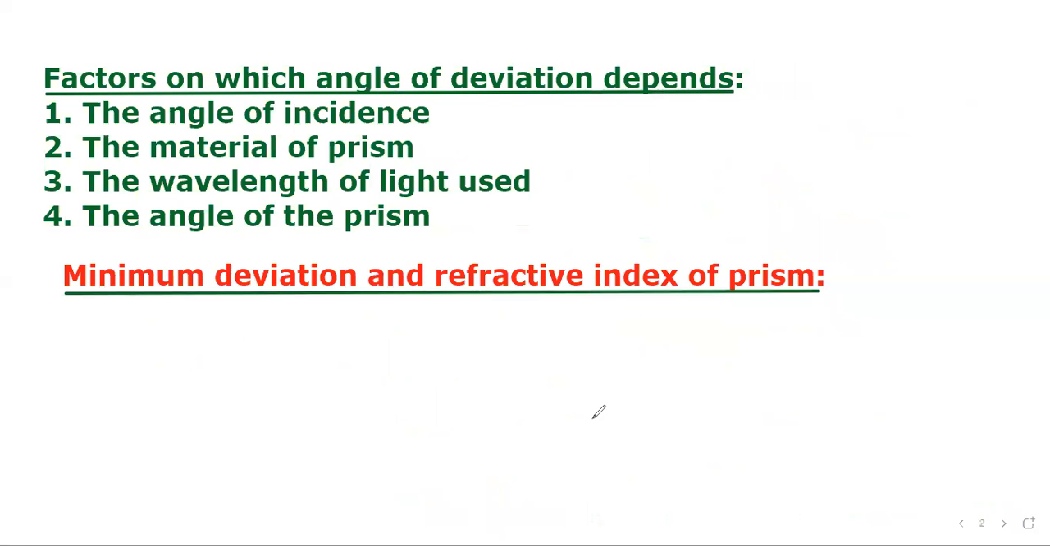Now, factors on which the angle of deviation depends: the angle of incidence, the material of the prism, the wavelength of light used, and the angle of the prism.